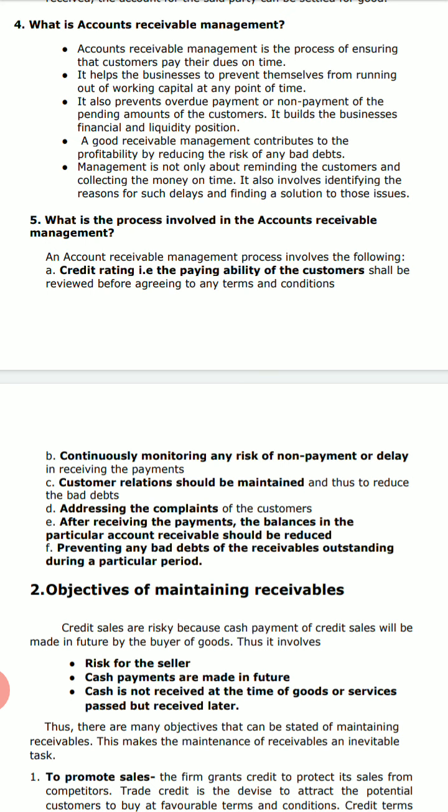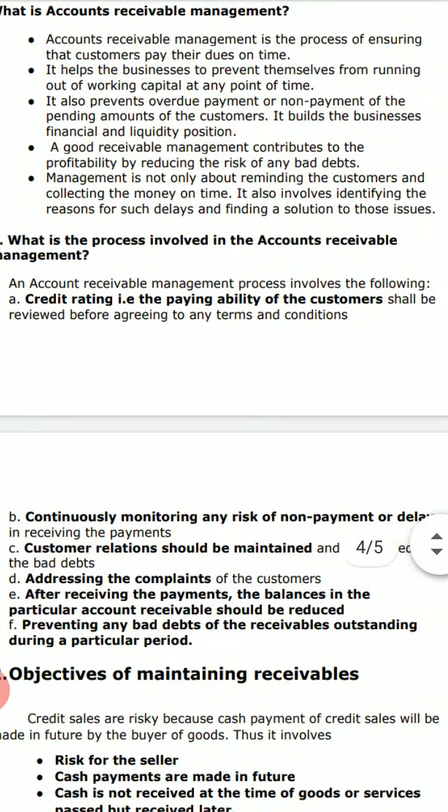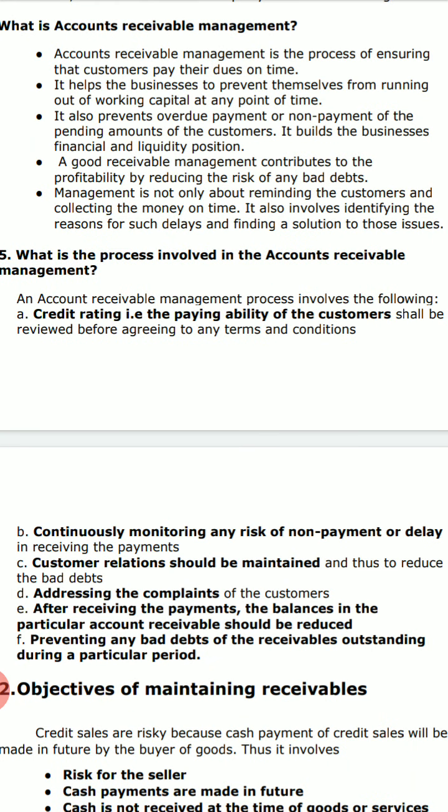We are going for the next one, that is what is account receivable management. That means account receivable, what it is, we have already seen. Now what management means, that we are trying to see here. Now account receivable management is the process, what type of process? Of ensuring that the customers pay their dues on time. That means account receivable management is a whole process through which we can ensure that customers pay their dues on the timely basis, right?